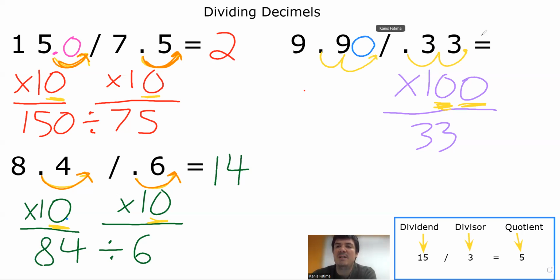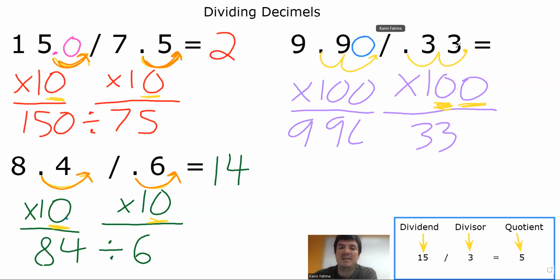So 9.90 times 100 is 990. So now when I divide 990 by 33, I get 30. So 9.9 divided by 0.33 is 30.